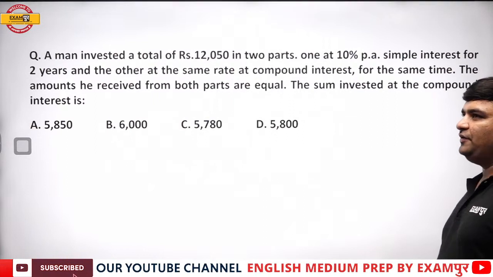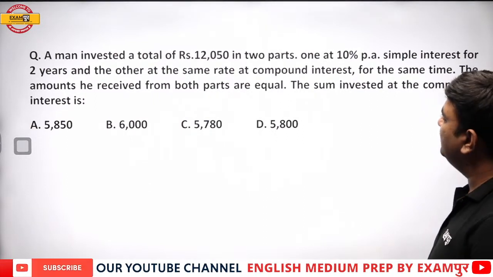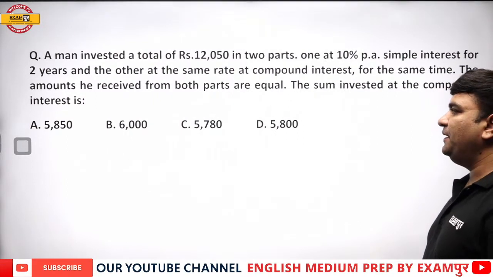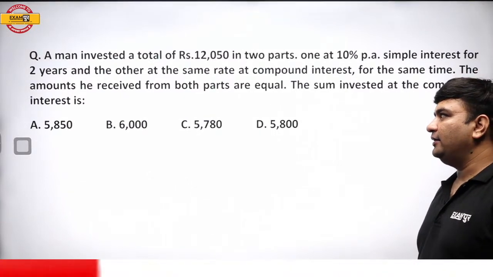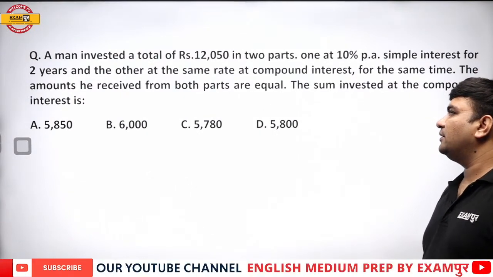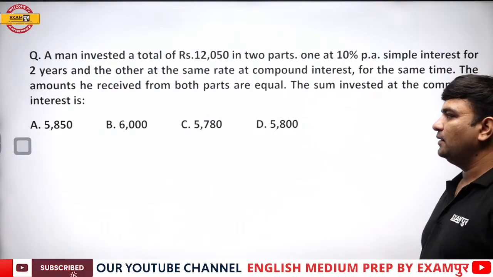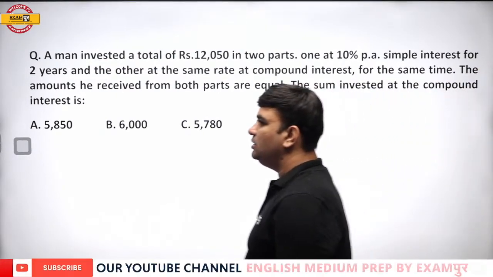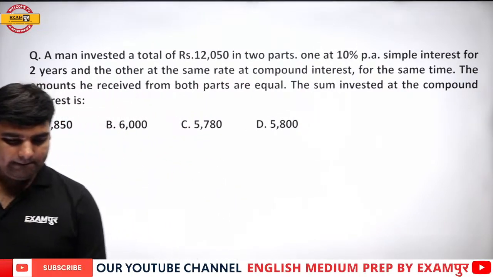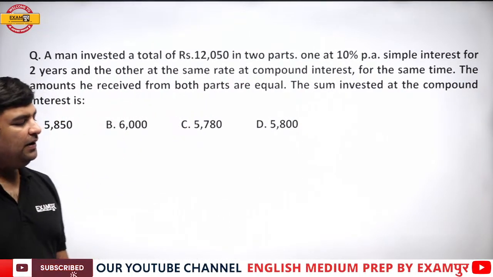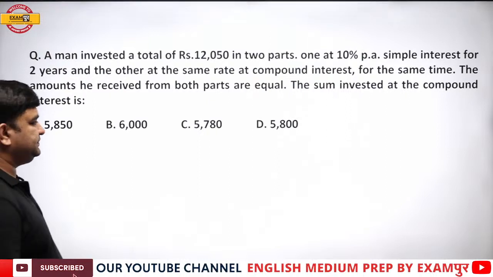Total of 12,050 rupees. One part at 10% simple interest for 2 years. Another part at the same rate compound interest for the same time. 2 parts, one at simple interest, another at compound interest.